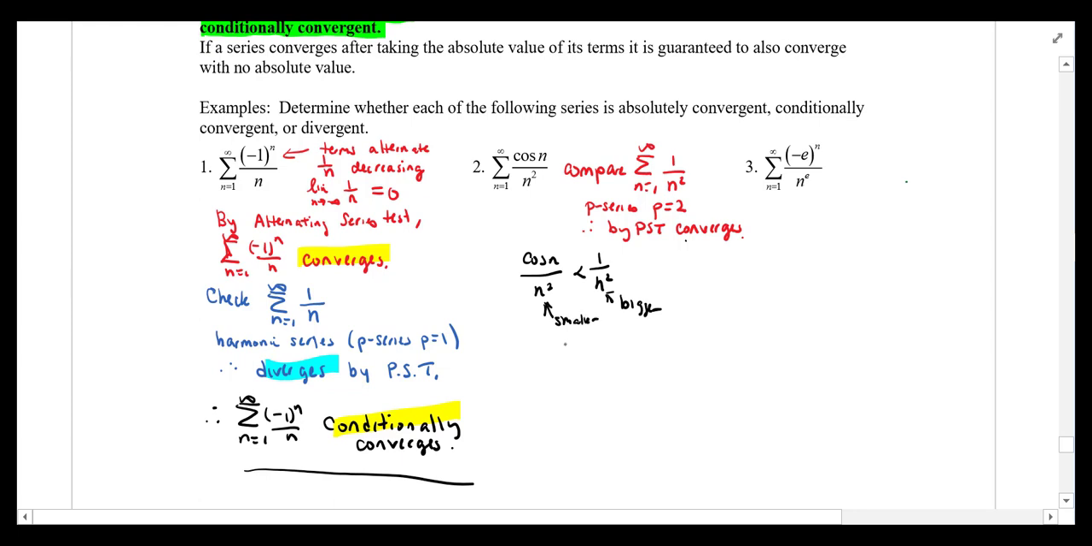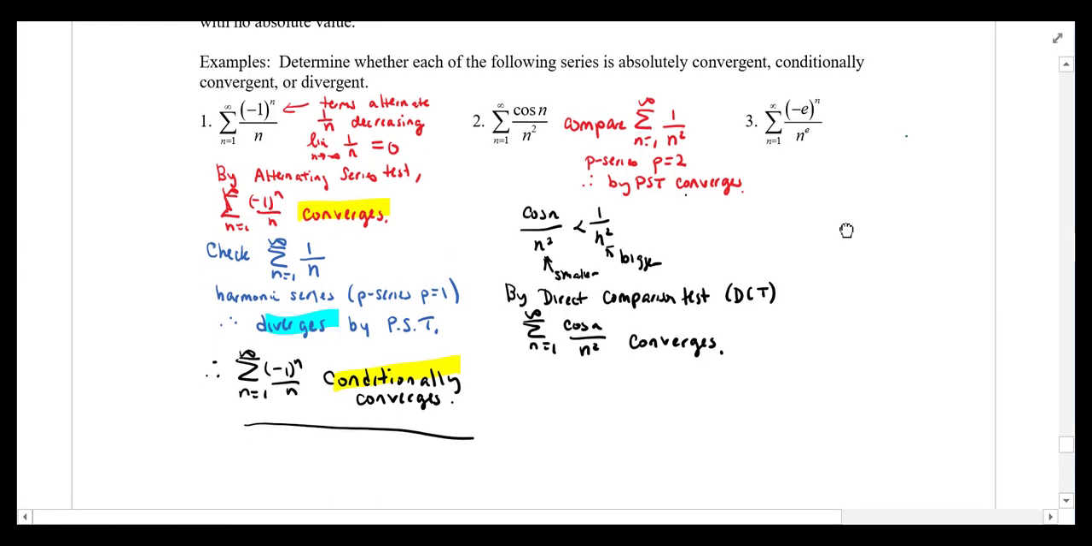By what test is this? Yeah, so by the direct comparison test, DCT, I know that the sum of n equals 1 to infinity of cosine n over n squared also converges. Okay, now that was just the original.